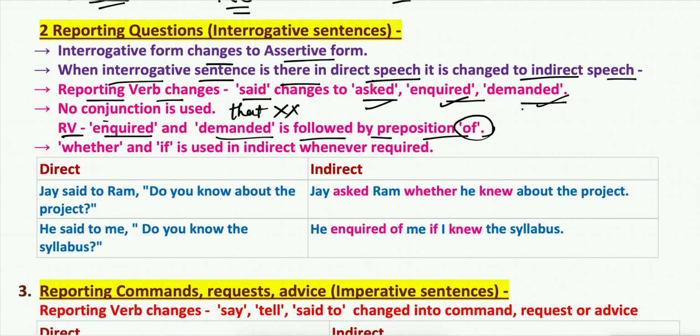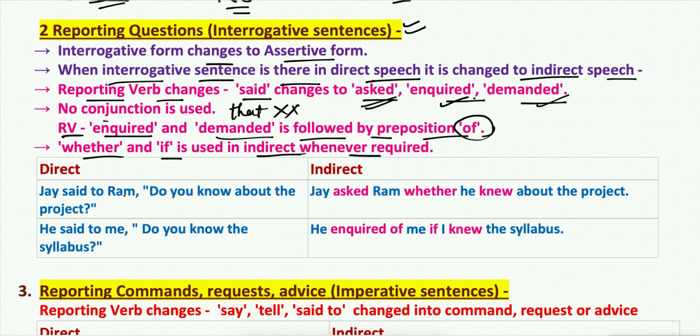So when there is an interrogative sentence or a question, said will change to asked, or said can change to inquired, or said can change to demanded. And whenever we write inquired, we have to write of, followed by a preposition: inquired of, demanded of. And sometimes for interrogative sentences, we use whether and if while writing the indirect form.